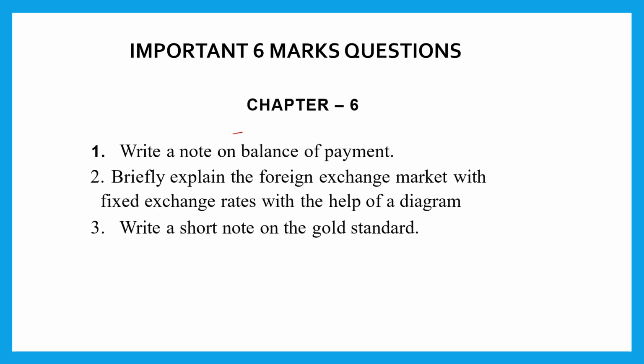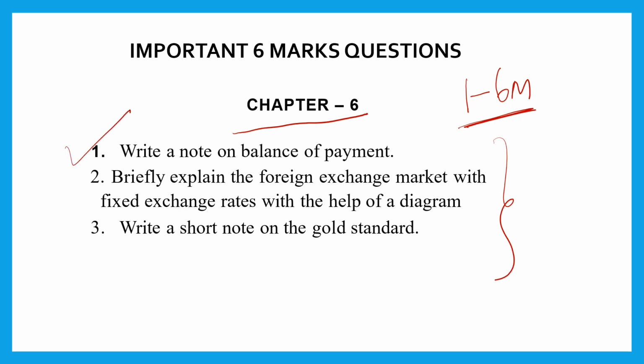Next one is under chapter 6 of macroeconomics. There are 3 questions. Out of 3 questions, you can expect one 6 mark question. So one is balance of payment. The second one is briefly explain foreign exchange market with a fixed exchange rate with the help of a diagram. Then write a note on gold standard. So out of these three, one 6 mark question you can expect, dear students.